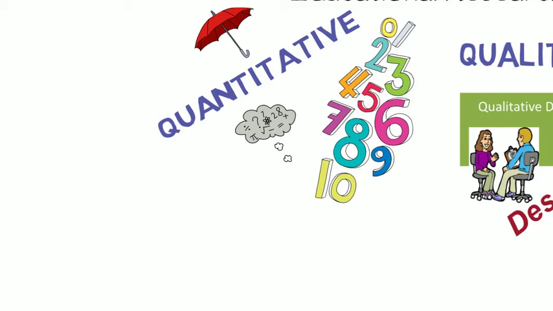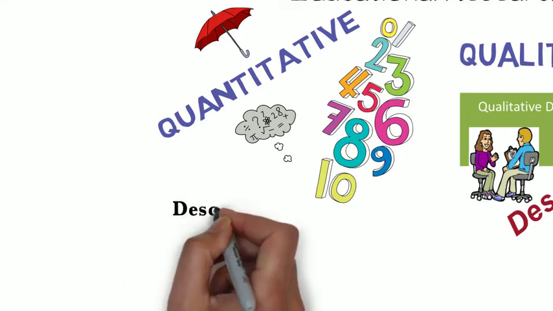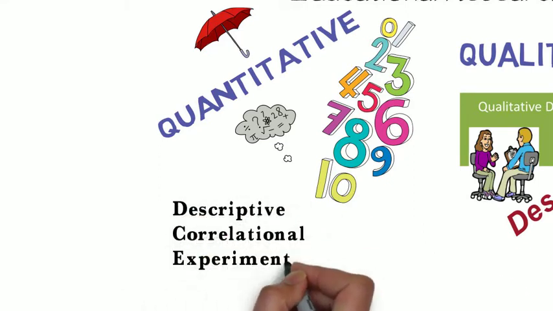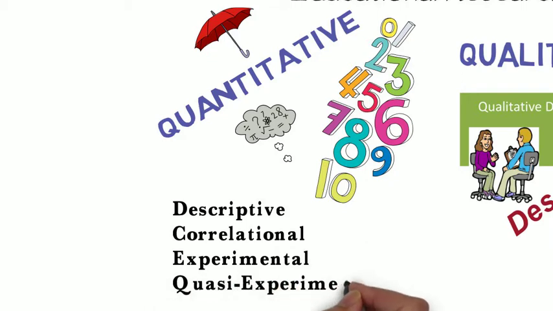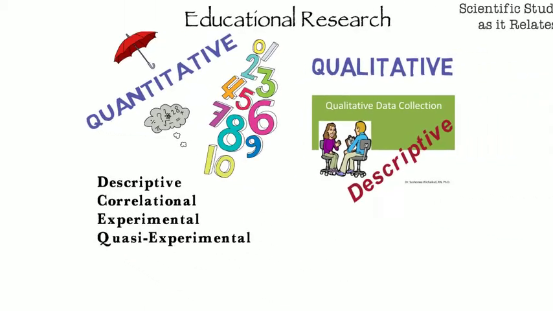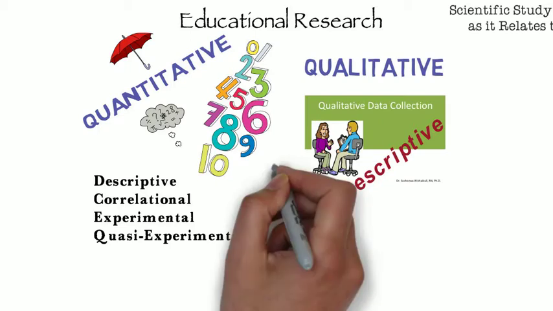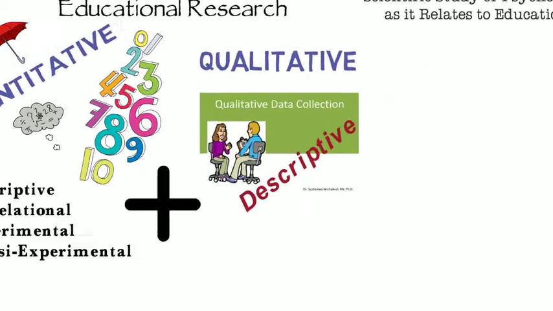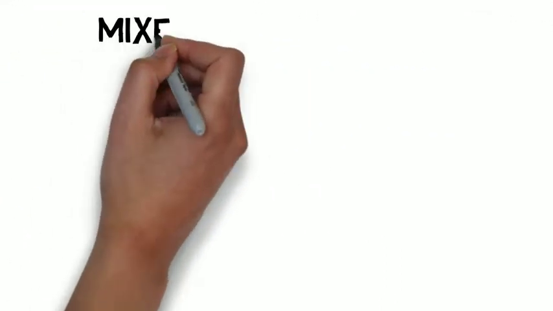Now, quantitative studies can be descriptive, they can be correlational, or they can be experimental and quasi-experimental. Ultimately, educators gain a better understanding of students and effective classroom practices when they consider findings from both quantitative and qualitative research. Research that includes both is called mixed methods research.